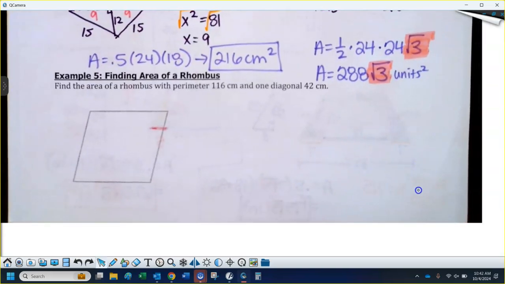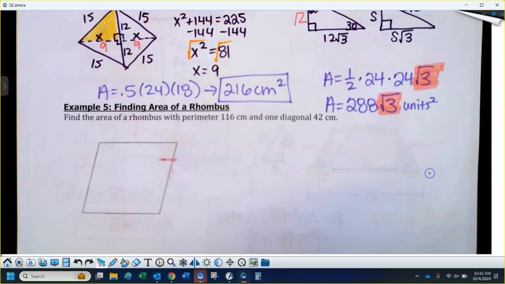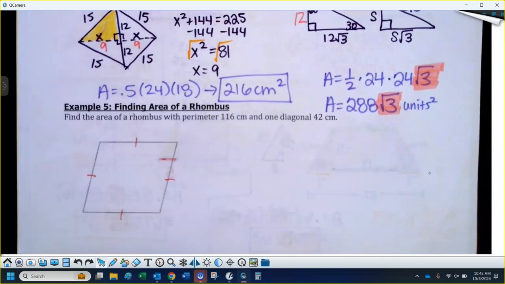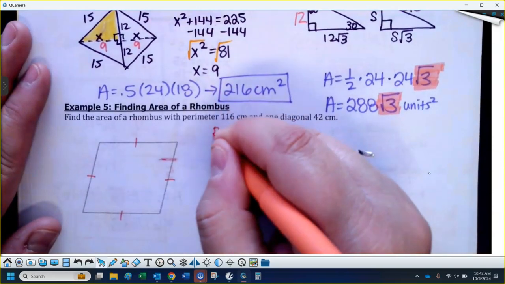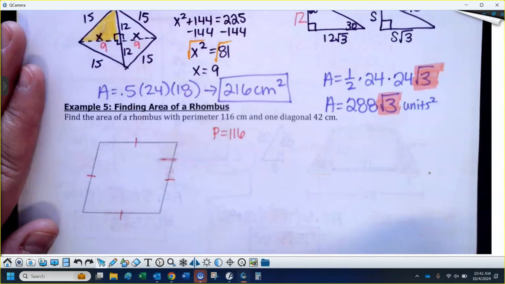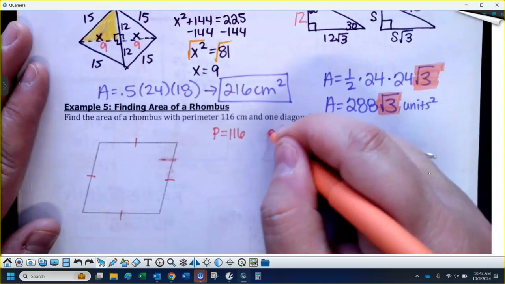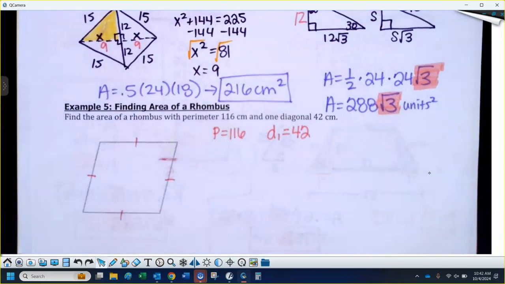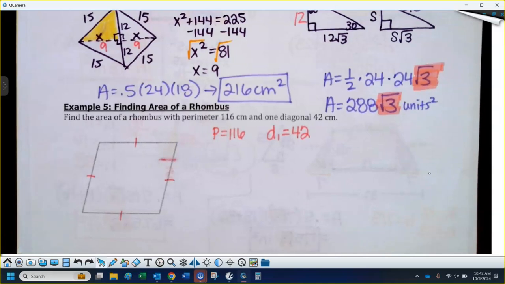Okay, now last question. This one is also a rhombus, and I just gave a picture of it. Rhombus, all four sides are the same. They don't mark anything in the picture at all. They just tell you the perimeter is 116 centimeters, and one of the diagonals, I'll just call it diagonal 1, is 42. How could I use the perimeter to help me label any part of that rhombus?